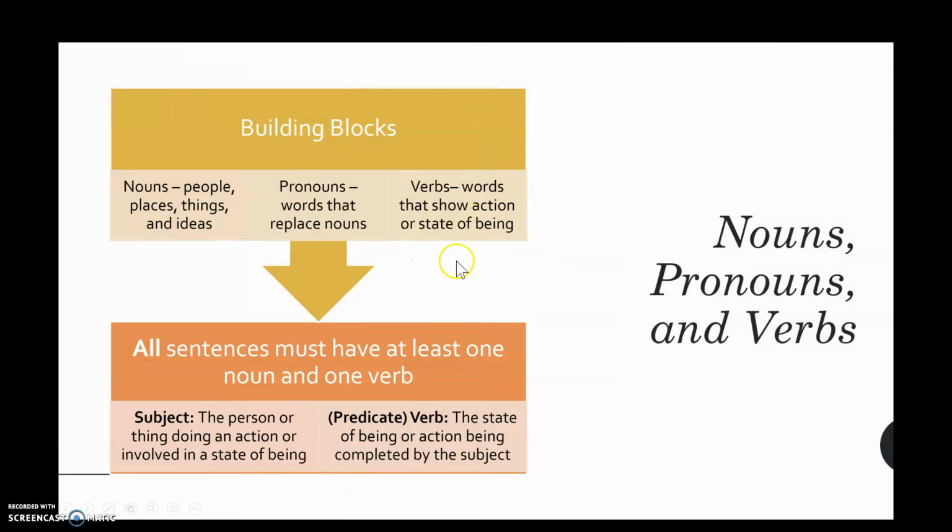So first group we're going to talk about are nouns, pronouns, and verbs, and I call these the building blocks. You need some combination of these in every sentence for it to actually be a sentence. A noun is a person, place, thing, or idea. A pronoun is any word that replaces a noun, and pronouns exist because otherwise things would get repetitive.